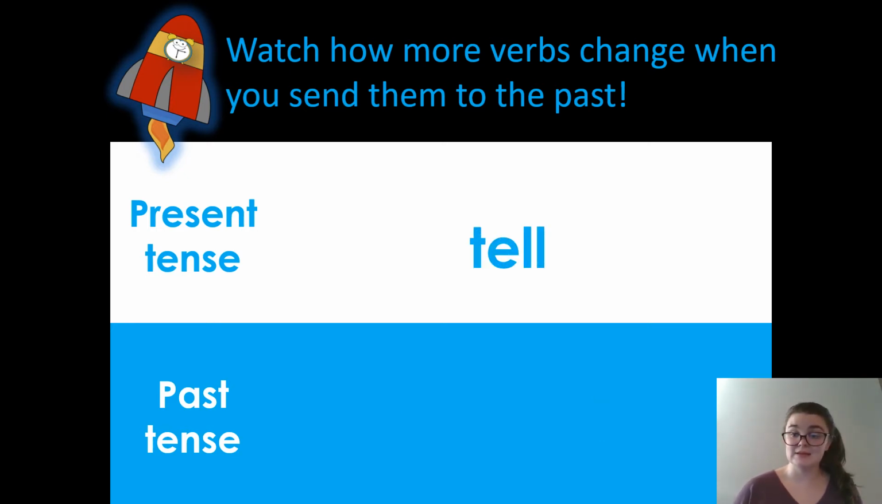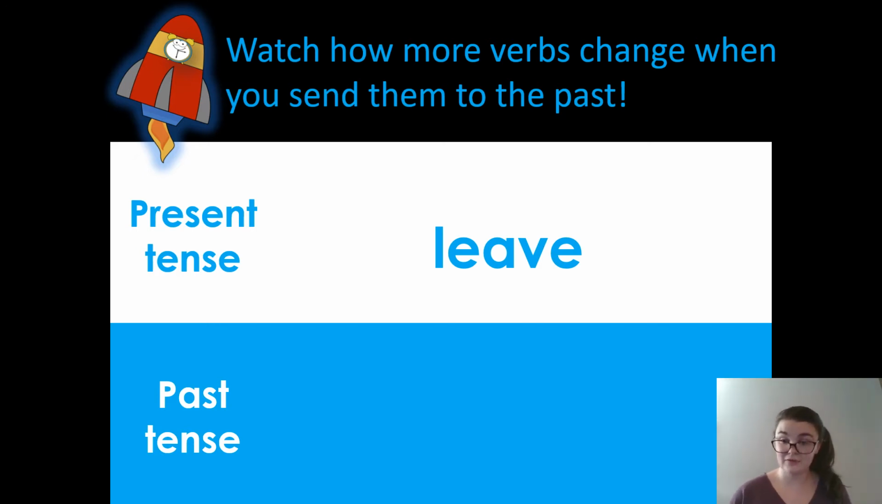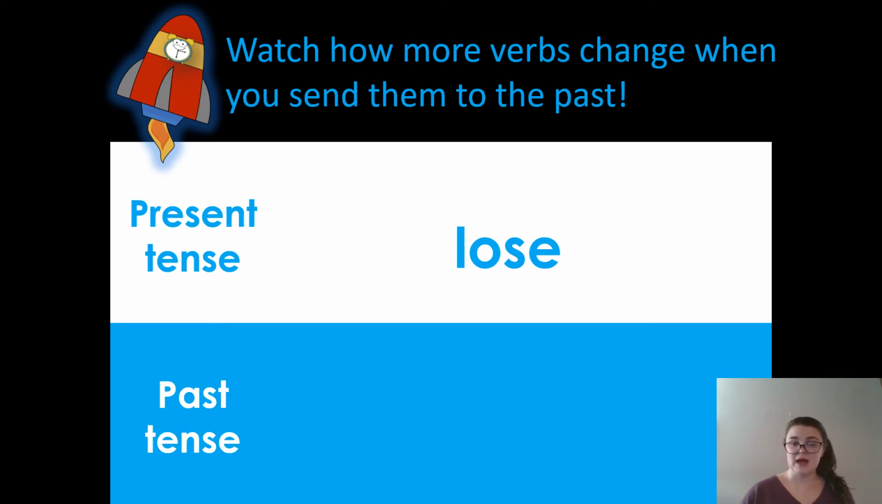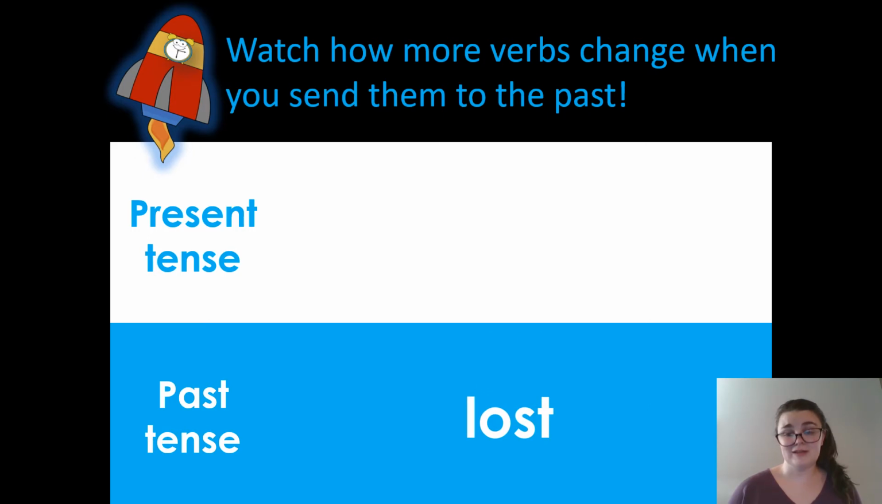In the present tense, you would say the word tell, like tell me the truth. And in the past tense, you would say, I already told you. In the present tense, you would say leave, like when do we get to leave for our field trip? And in the past tense, you would say, we left for the trip 5 minutes ago. In the present tense, we would say the word lose. I do not like to lose. And in the past, we would say, we already lost the game.